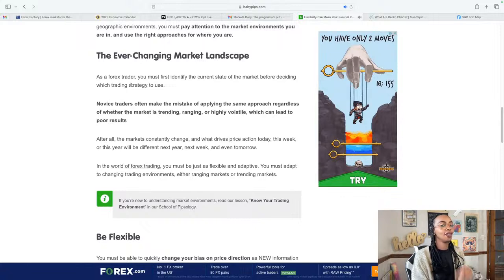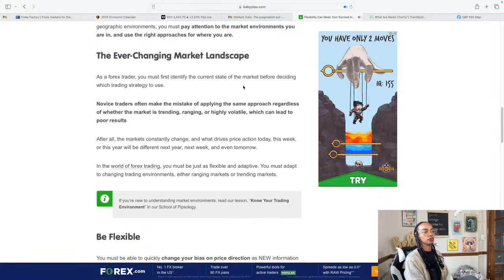As a Forex trader, you must first identify the current state of the market before deciding which trading strategy to use. Novice traders often make the mistake of applying the same approach regardless of whether the market is trending, ranging, or highly volatile, which can lead to poor results. After all, the markets constantly change, and what drives price action today, this week, or this year will be different next year, next week, and even tomorrow.